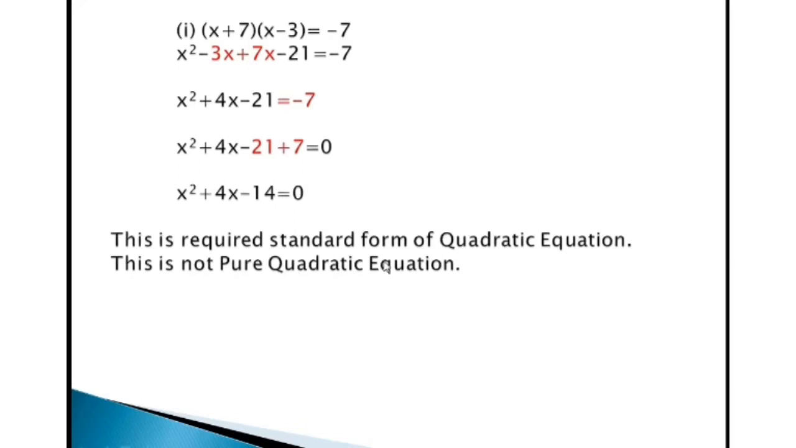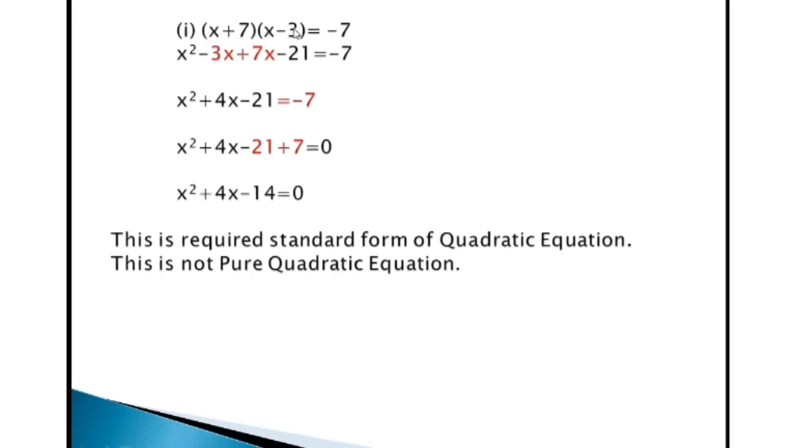This is the required standard form of quadratic equation. This is not a pure quadratic equation because b, the coefficient of x, is equal to 4, not 0. That's why it is not a pure quadratic equation. It is just the standard form of quadratic equation.